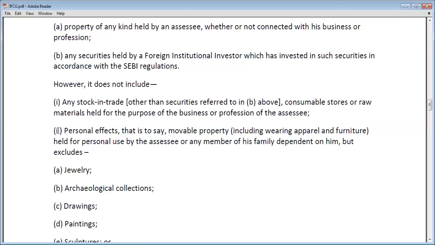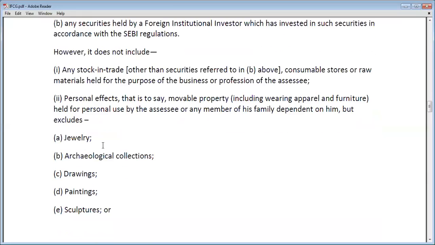Second, personal effects, that is to say movable property including wearing apparel and furniture held for the personal use of the assessee or any member of his family dependent on him. So any property of personal effect that is used for personal purposes, or held for the use of the family or any dependent, will not be included in capital assets, such as jewelry. If the assessee has some jewelry for personal purposes, then such jewelry will not be included in capital assets.